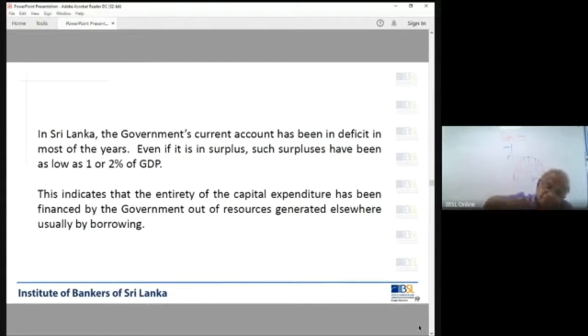At the same time, current account deficit can be interpreted as an increase in transfer payments. Good thing. Pension, Samurdhi, free midday meal, textbooks, uniforms, schemes, transfers. Then an increase in salaries and wages of government employees. Good thing.